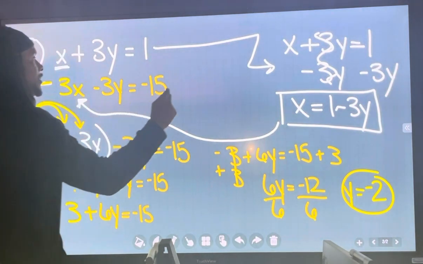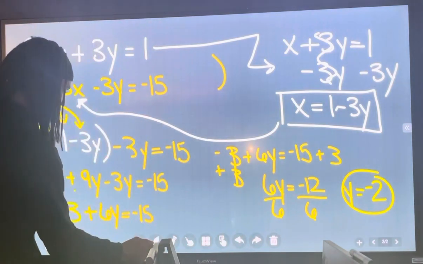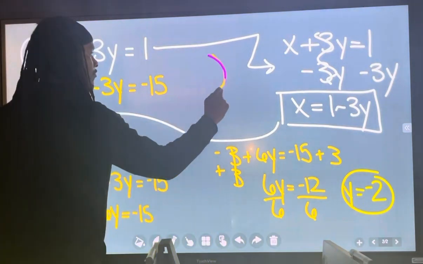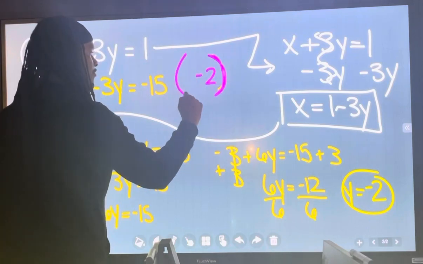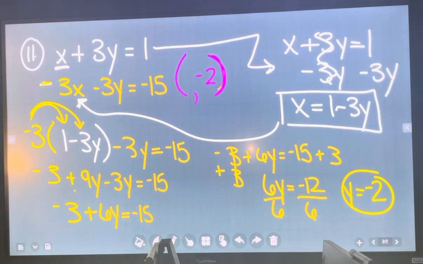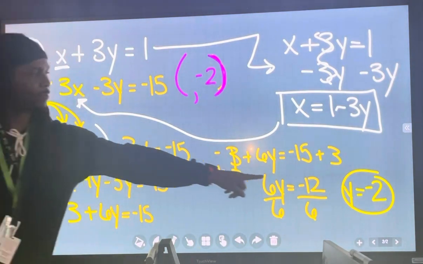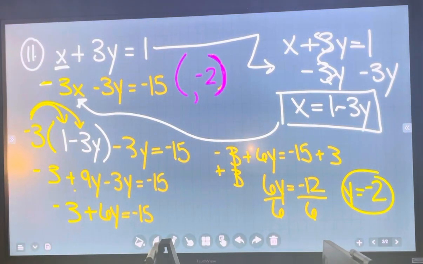So you can put that here, because we have to come back. We know that because we solved for y, our y coordinate is -2. Hold on.